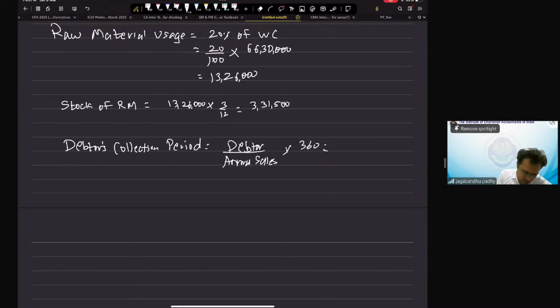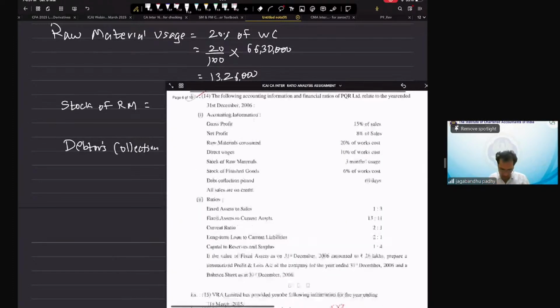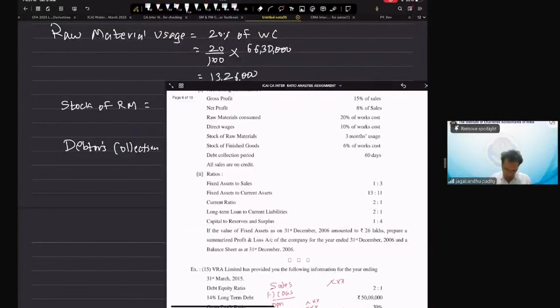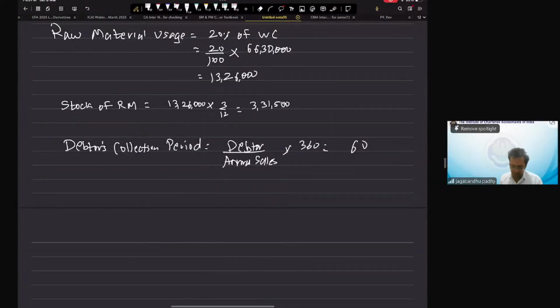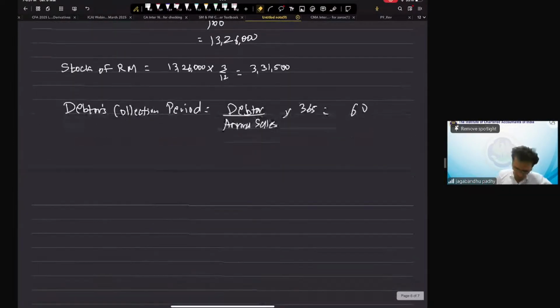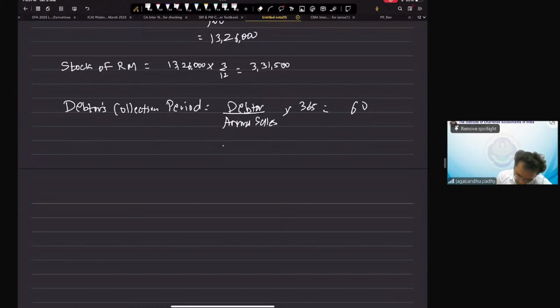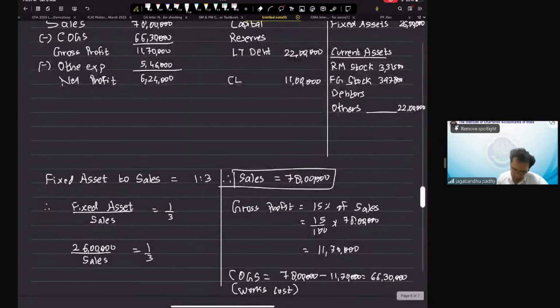Debt collection period is given as 60. You can assume 365 days also, but did the question specify anything? No, but you can assume 365. Let's assume this is 365 to be more appropriate. This is 60. Now, we want to know the debtor value. Annual sales will be, what is the annual sales? 26 lakh, right? No, 78 lakh.